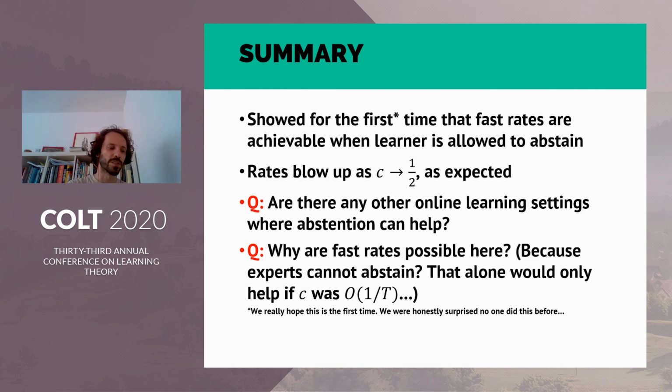And of course, we have a bunch of open questions regarding whether or not such guarantees are achievable in other online learning settings where the learner is allowed to abstain. And we are also wondering, what is it that really enables these types of guarantees? What sort of conditions can I put on my online learning algorithm or online learning setup that would enable similar fast rates?